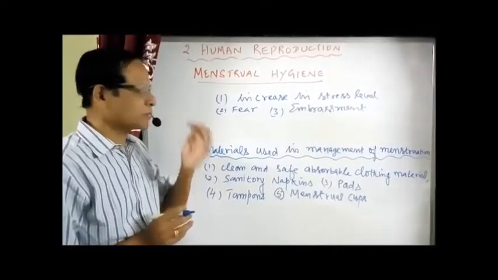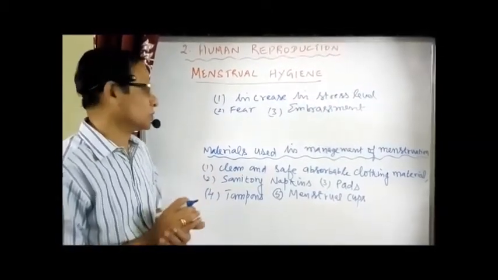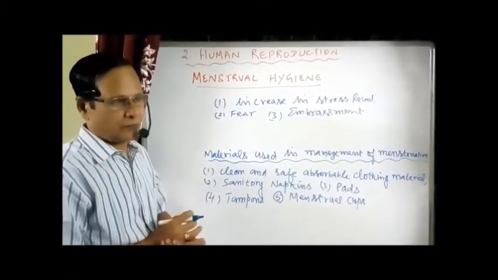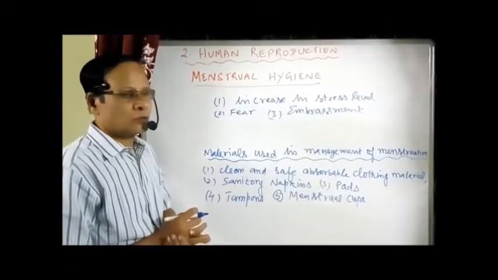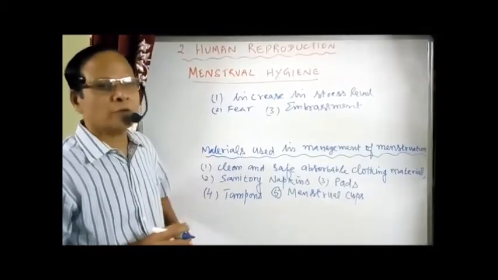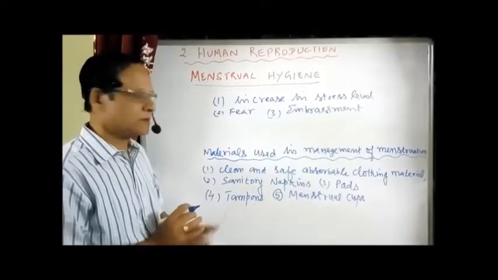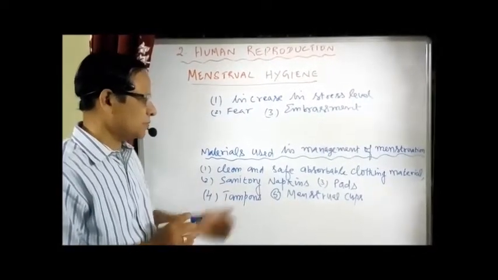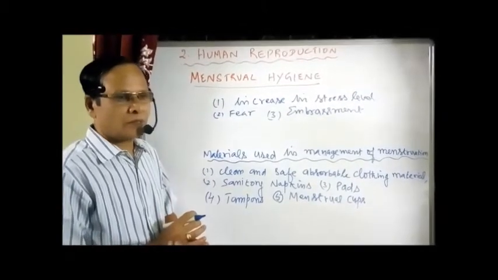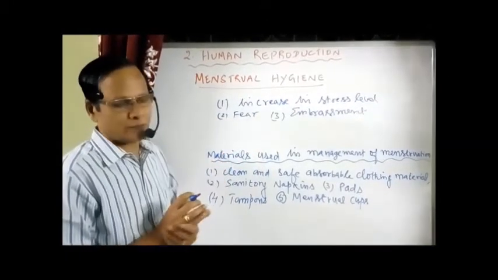I am mentioning absenteeism. Absenteeism is nothing but absence from school. Now, various materials have been identified that are being used to manage menstruation. So clean and safe absorbable clothing materials, then we have sanitary napkins, pads, tampons and menstrual cups. These are all the materials that have been identified to manage menstruation.